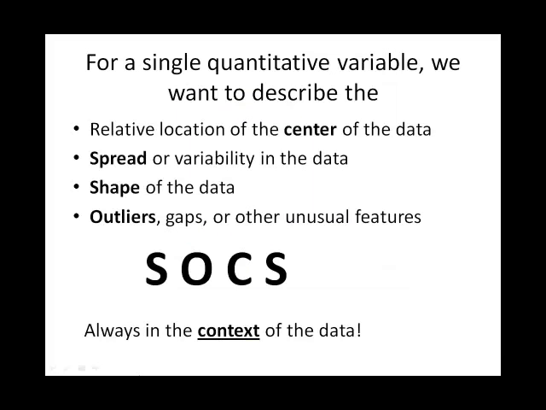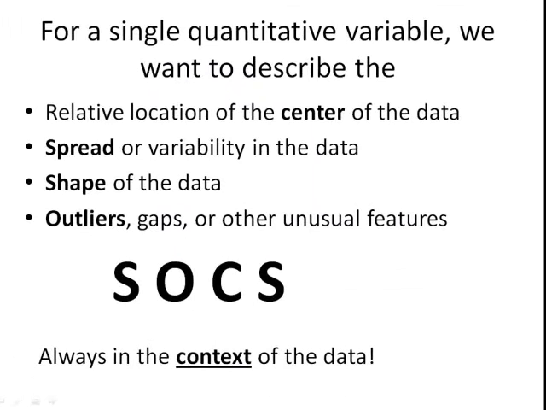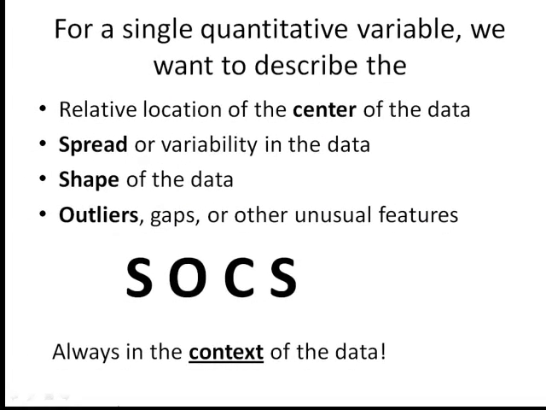For a single quantitative variable such as a state's compliance percentage with the seatbelt laws, we want to describe the relative center of the data, in other words, a typical value for that quantitative variable. How much spread is in the data? Is there a lot of variability, a little bit of variability? The general shape of the data, and any outliers, gaps, or other unusual features.